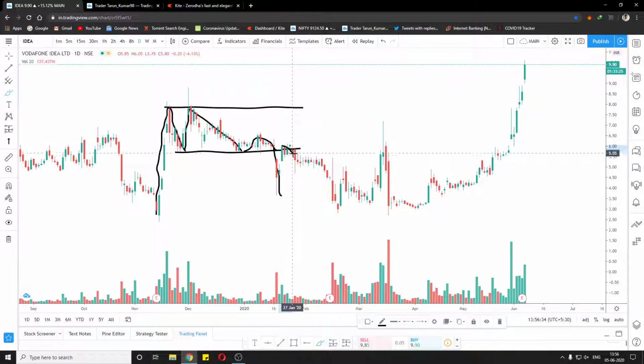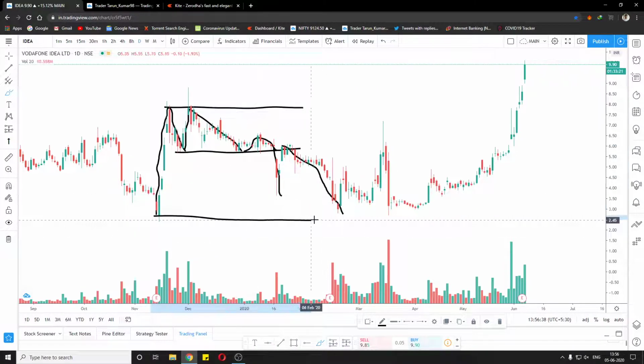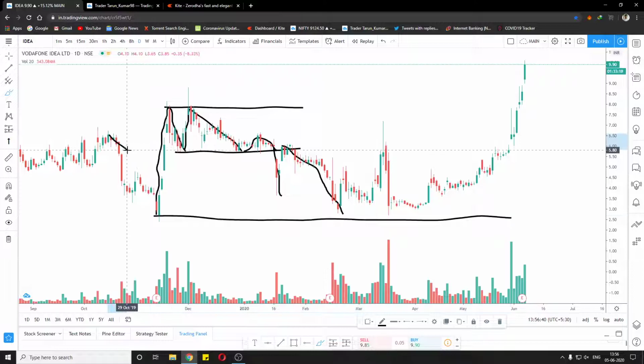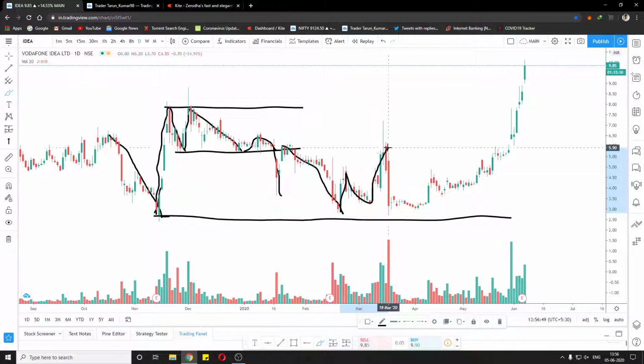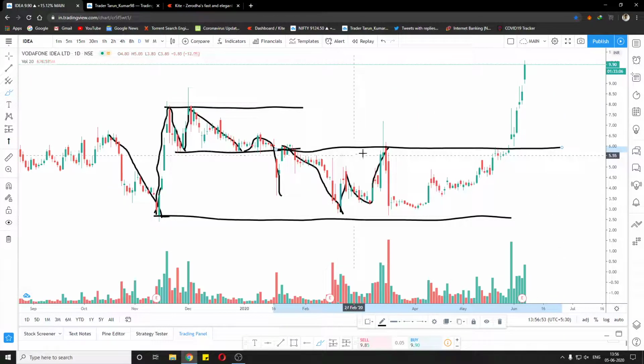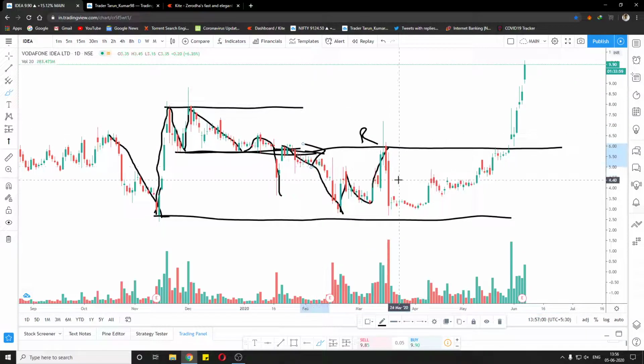Now the market came down till here, then respecting this support, because at this down move, this became our support because the market turned from here. Now the market went up and then went up again, but couldn't close above the previous resistance, because now this resistance became support.